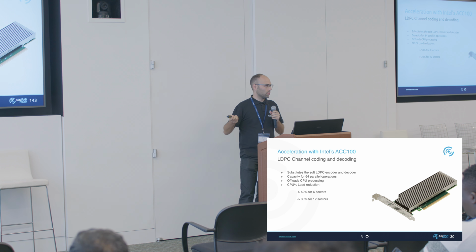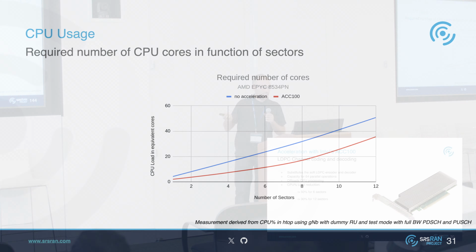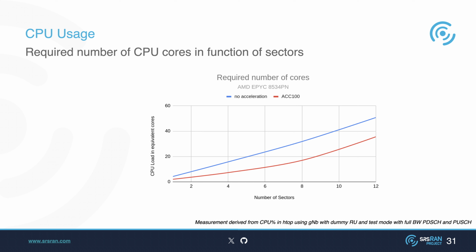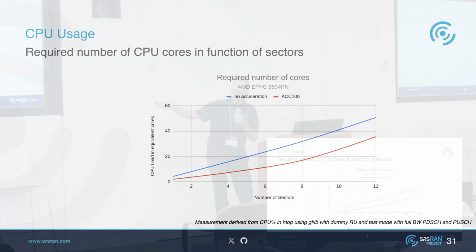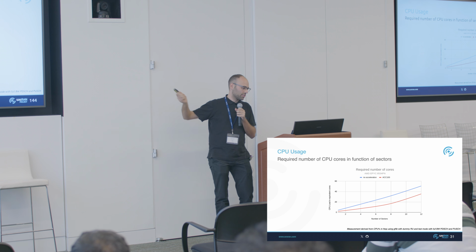And it offloads performance up to 50% for 6 sectors and 30% for 12 sectors. So depending on the number of sectors, this would be the total CPU utilization. As I said, for 6 sectors we have more or less half of the CPU consumption, and for 12 sectors, a 30% reduction.